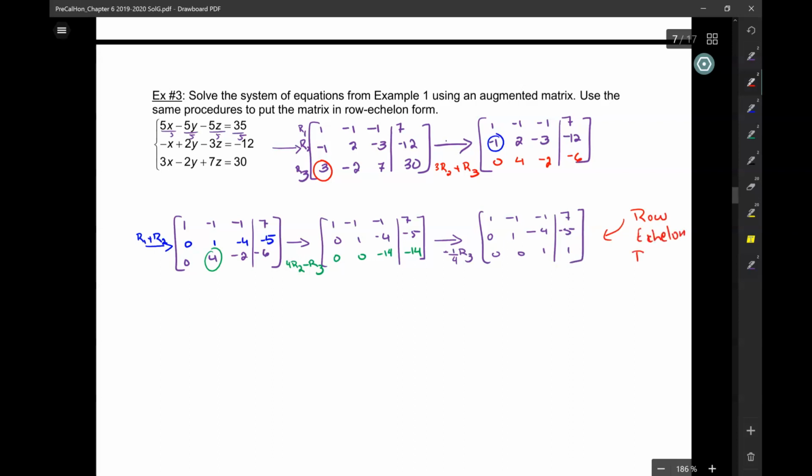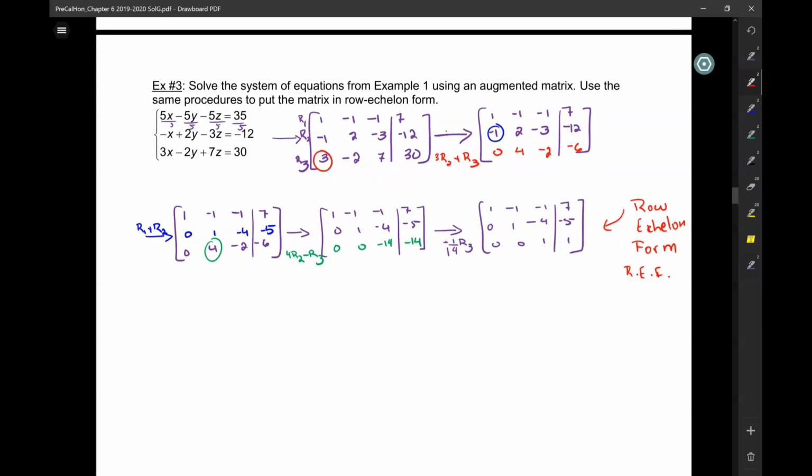Wait, why did you do it by 1? Because the rule is this main diagonal has to be all ones. So wouldn't it be 1 over 14? Oh, I meant, I said 14, I wrote 4. Row echelon form, or REF for short. Okay, now here's what we do.